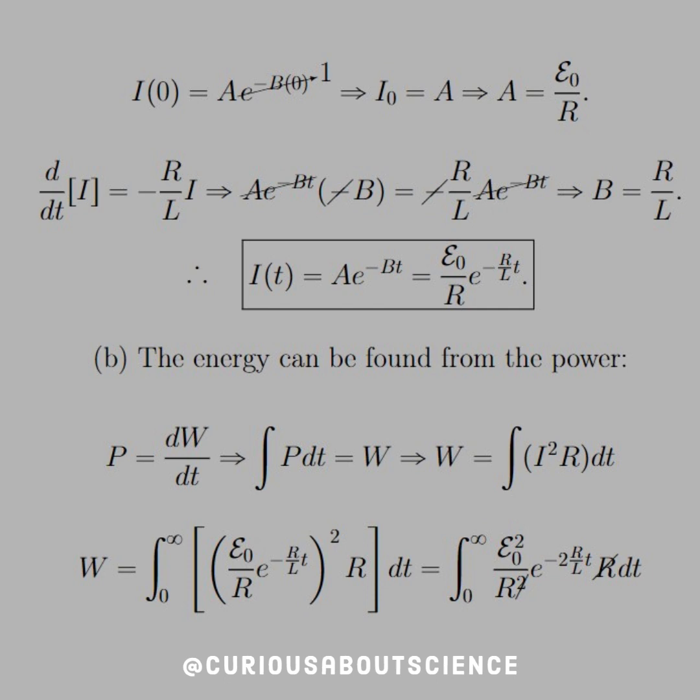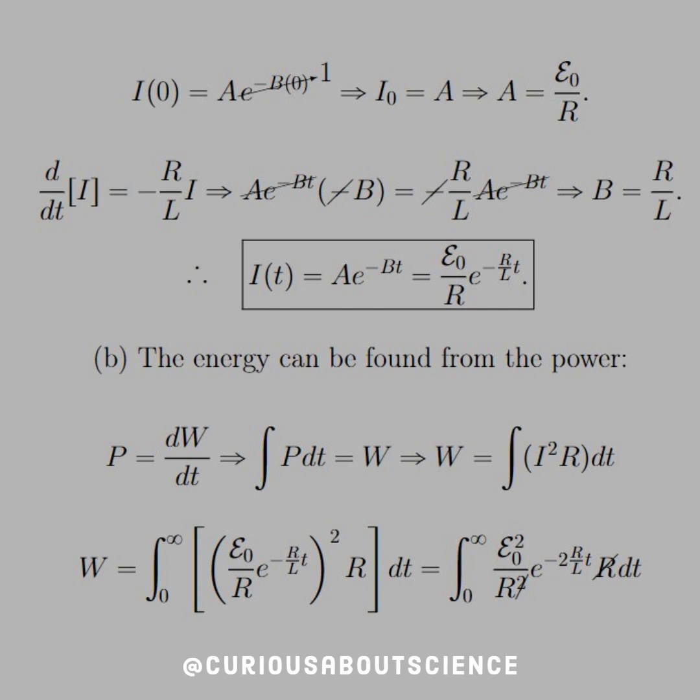But anyways, this says that b is equal to R over L, and thus we can write I as a function of time as A e to the negative bt, which is equal to E0 over R times the exponential of minus R over L times t. Again, we've seen this negative exponent 1,000 times.